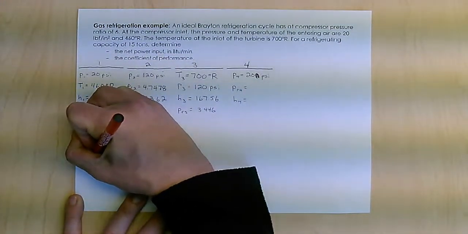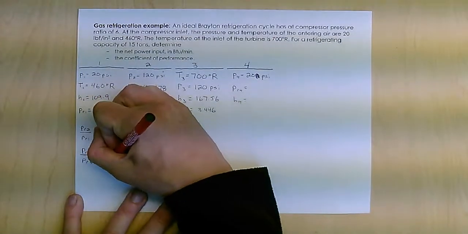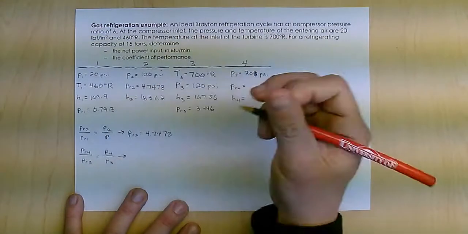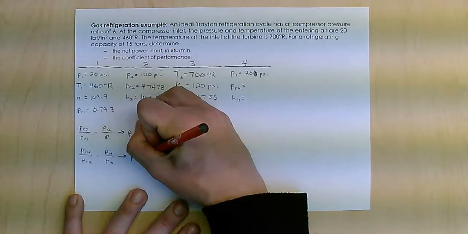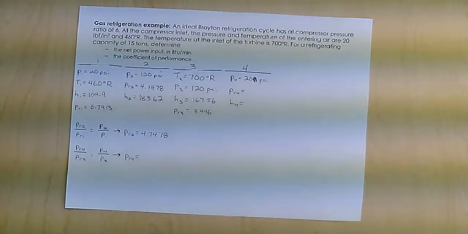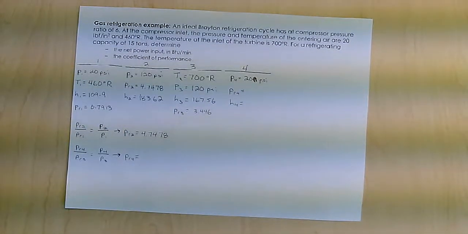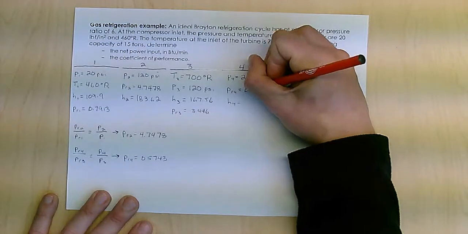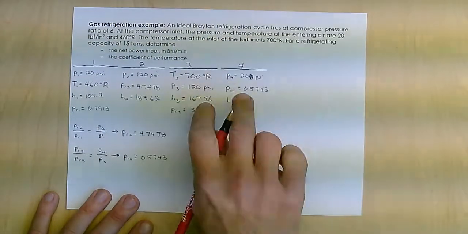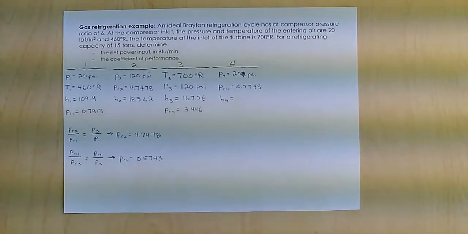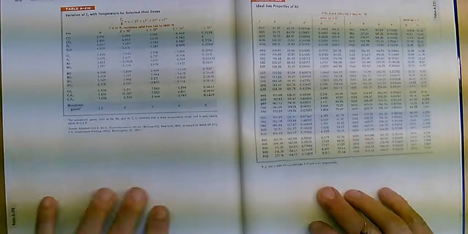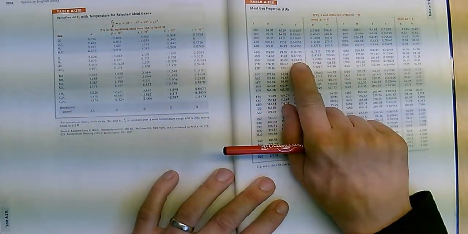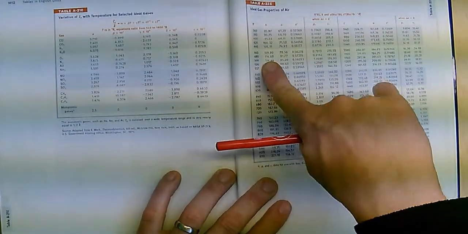Doing the same thing over here. PR4 over PR3 equals P4 over P3. This time I'm going to divide this number by 6 to calculate PR4. Okay, and that is going to be, let's see here, PR4, I get 0.5743. Okay, just using the relative pressures for the ideal turbine, the isentropic turbine. So 0.5743 is right in here, just above 480. Okay, that gives me an H of about 115 or so?